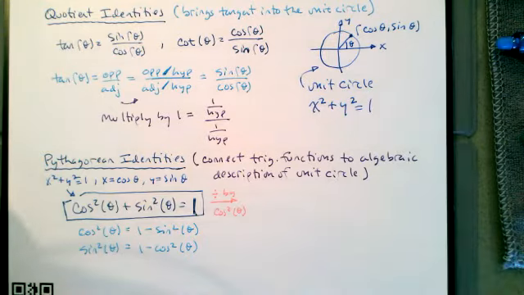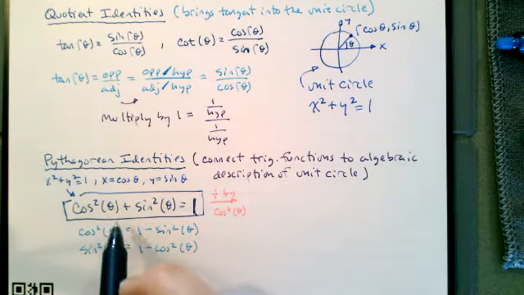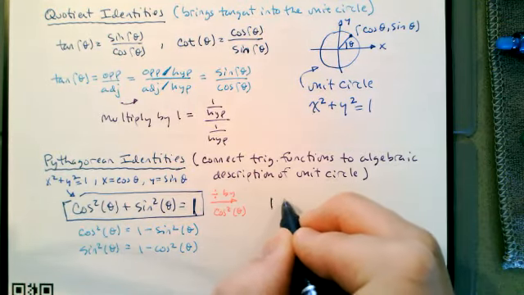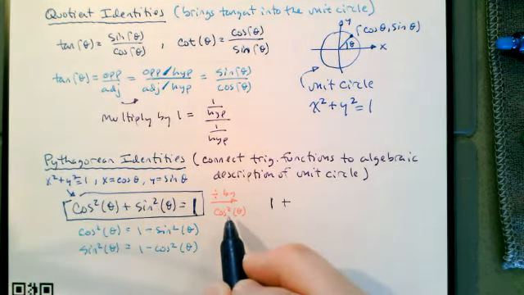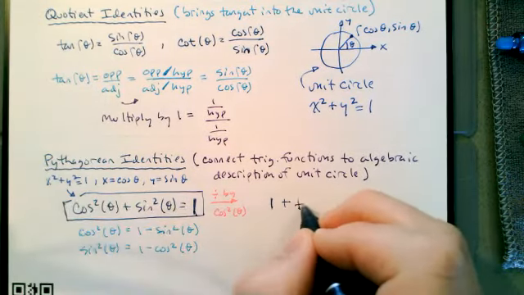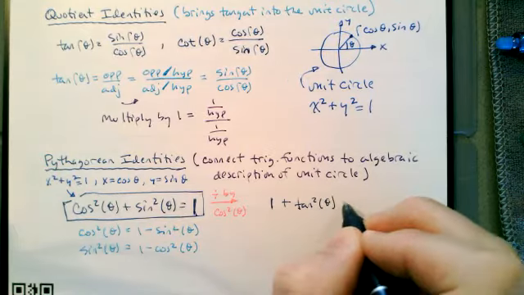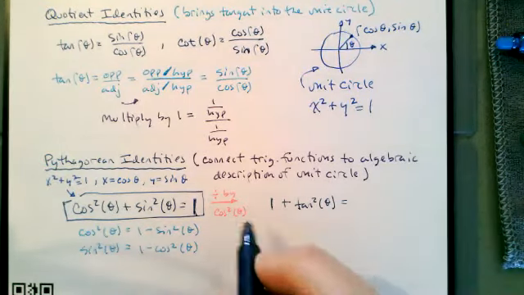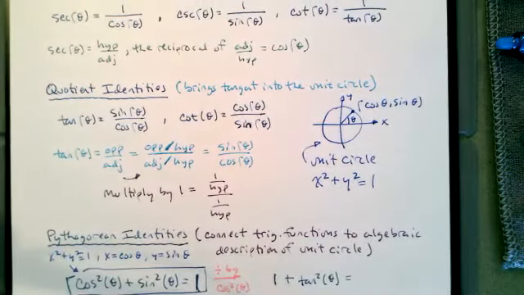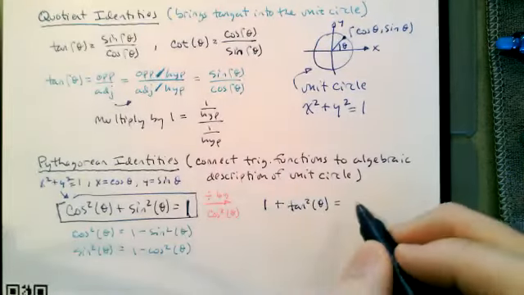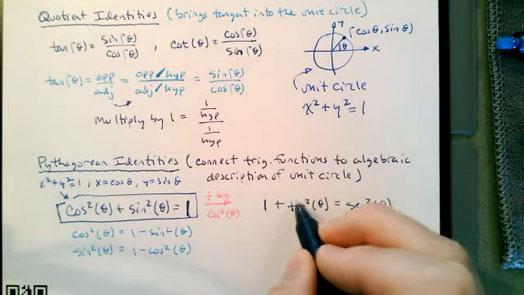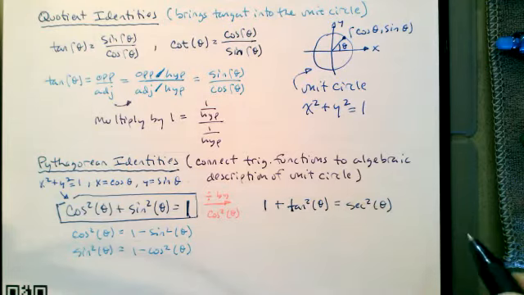If we divide by cosine squared theta, we'll have cosine squared divided by cosine squared is equal to 1. Sine squared divided by cosine squared is tangent squared. 1 divided by cosine squared is secant squared. There it is. So now we have a connection between tangent squared and secant squared.